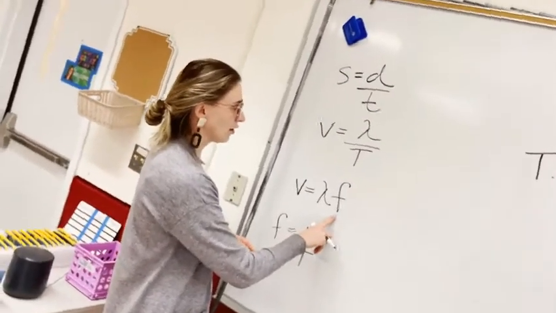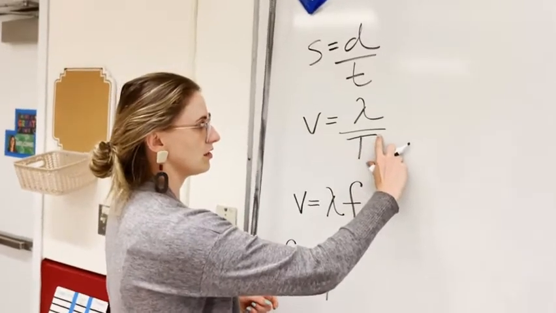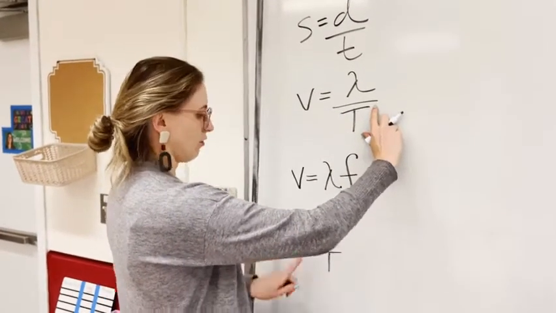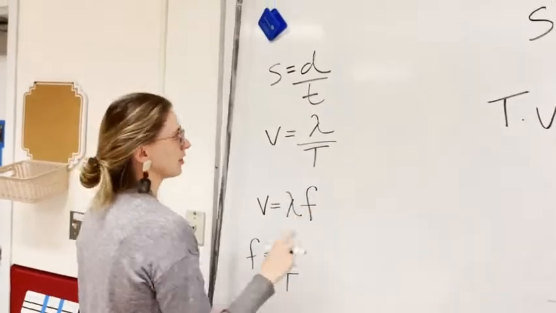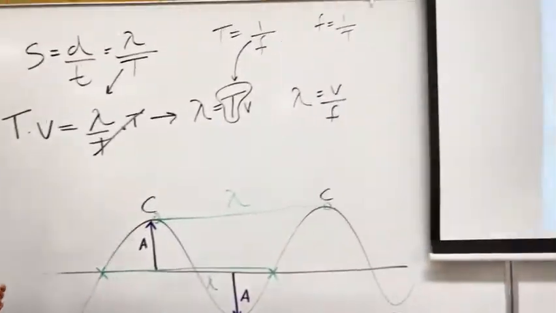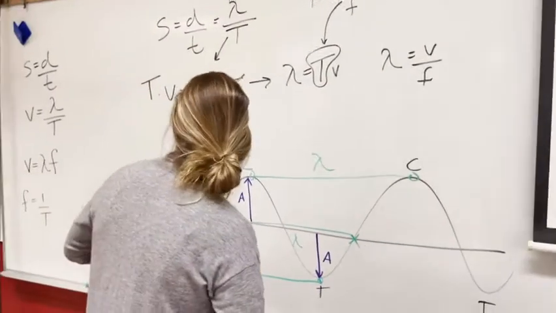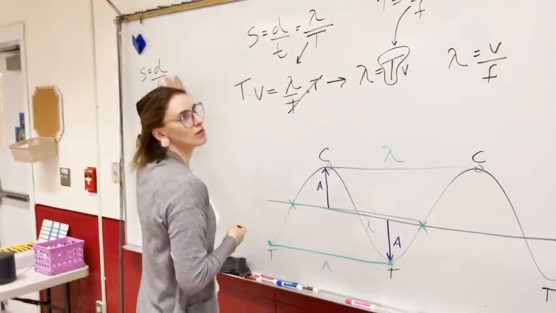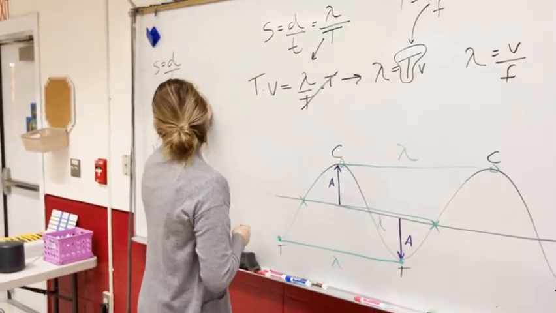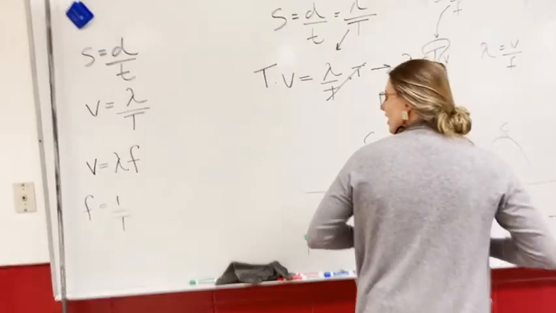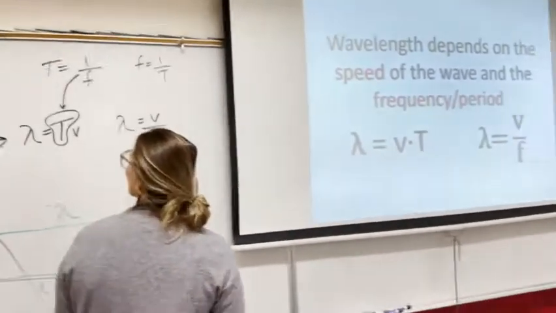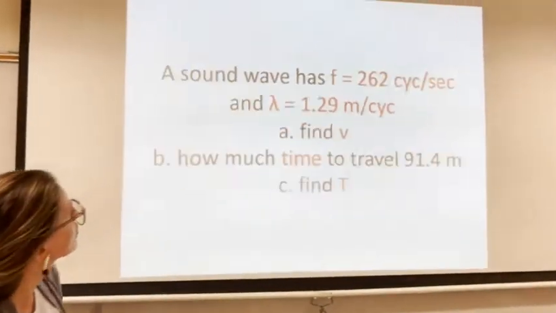Hopefully you caught how I did this, right? This is 1 over T, 1 over the period, and 1 over the period is equal to the frequency right there. I just substitute that in there. Okay, so now, do you have to memorize this all? No, all you really have to do is remember speed equals distance over time. As long as you understand that, you can get this. So the key is you need to be able to use them.